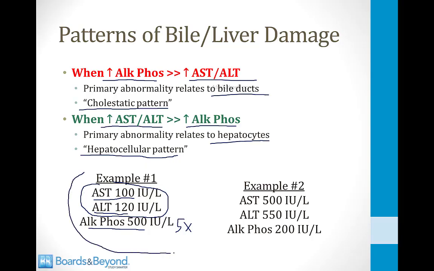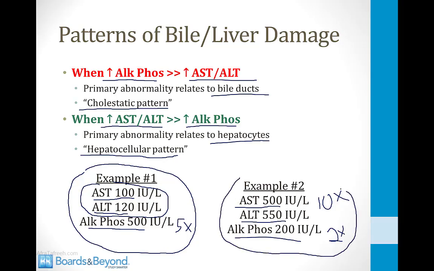And this is the type of pattern you would see with someone who has cholestasis, for example, if they have a gallstone lodged in their common bile duct. In example 2, we have an AST of 500 and an ALT of 550. So these are both about 10 times the upper limit of normal for AST and ALT. Our ALK-Phos, on the other hand, is 200, so this is only about 2 times the upper limit of normal. So we have a rise in AST and ALT that is much greater than the rise in ALK-Phos. This is the hepatocellular pattern of liver damage, and this is the type of pattern you would see in a patient who has a primary liver disorder.